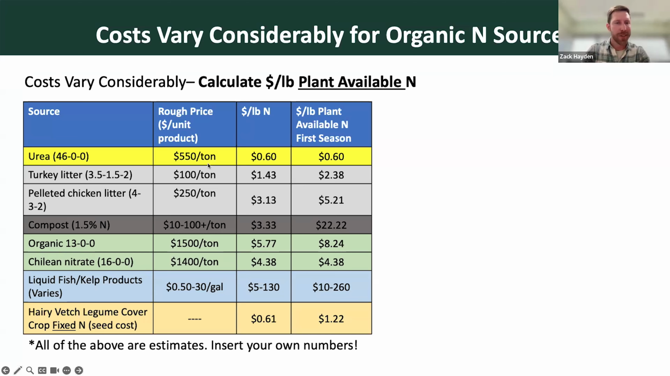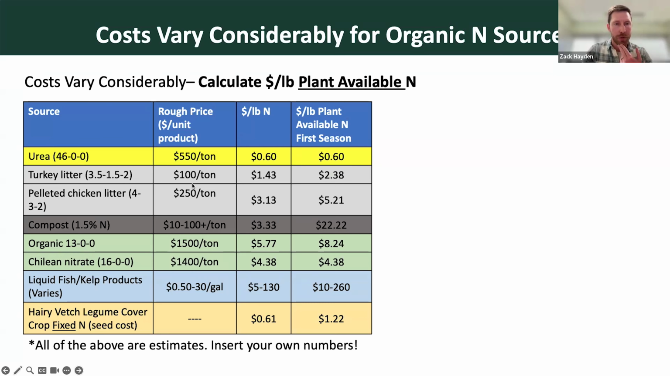Use your own numbers. It's going to vary widely across the state and other locations, but they're just to illustrate some of the general spread. So urea, that's about 60 cents, let's say, per pound of available N.